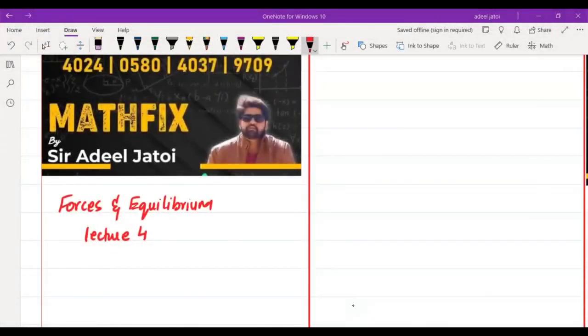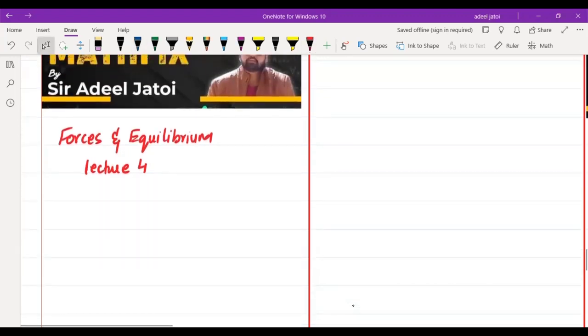Okay, forces and equilibrium, lecture number 4. Today we'll be working more on equilibrium.